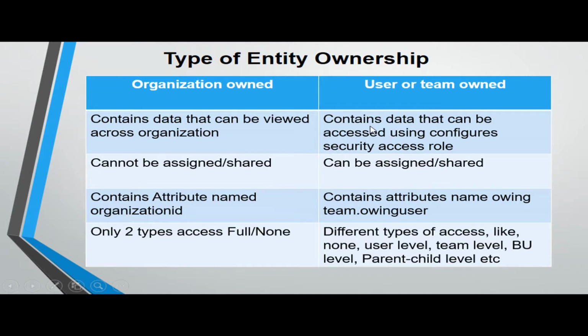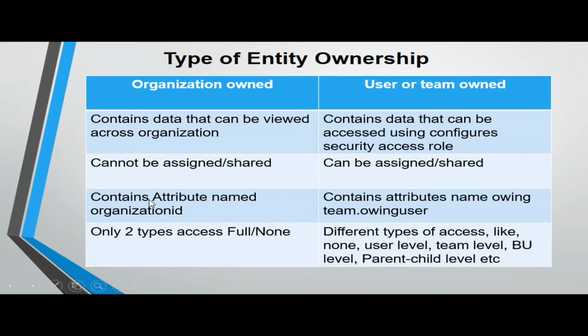If we talk about user or team owned, they contain data that can be accessed using configured security access rules. Okay, that is a spelling mistake, it would be configured. In a user or team owned entity, there can be data that you can assign to your various users depending upon their roles. For example, a manager can assign a particular record to some deputy manager or assistant manager for some work. So the organization owned entities cannot be assigned or shared, but user or team owned entities can be assigned and shared as well, because they are basically for collaboration. They are for assigning purposes. You can give feedback on some records, etc.